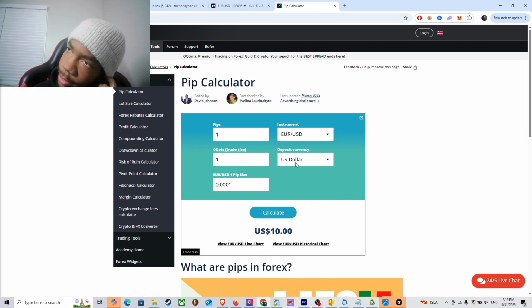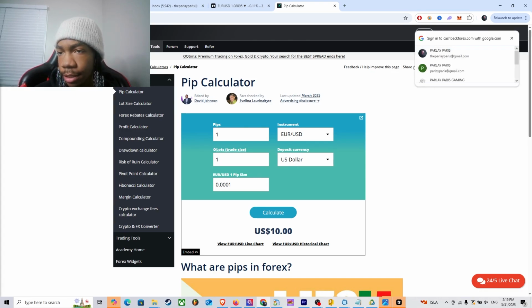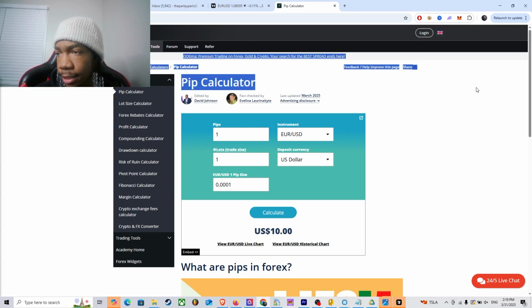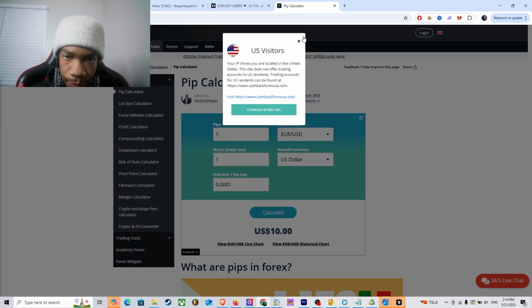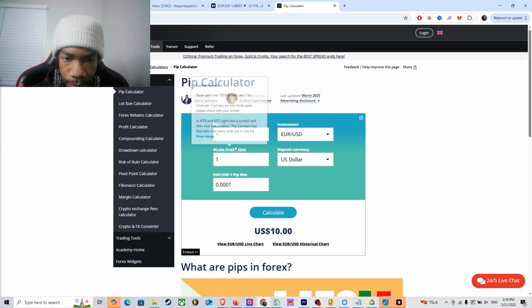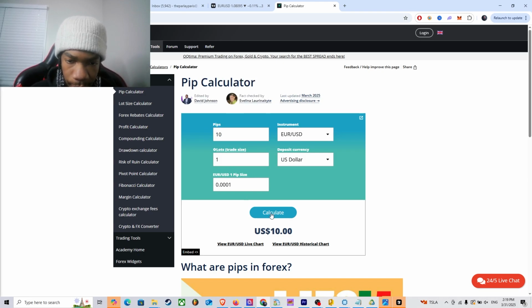So here you go, this is a pip calculator. This is what you could use if you don't want to use a calculator or do it in your head. Once you start trading a lot, you'll be able to do it in your head though. I can do it in my head, but let's say EUR/USD, and let's do about 10 pips. Like I was saying, lot size is $1. See, $100, like I said.